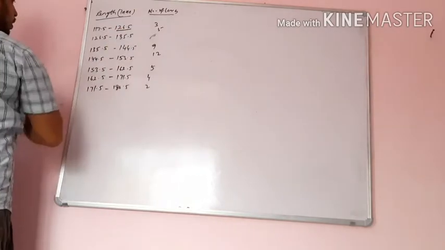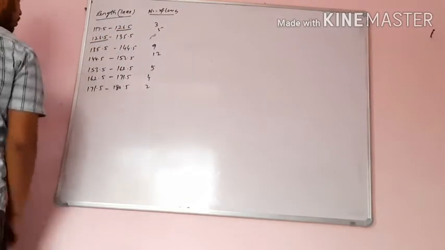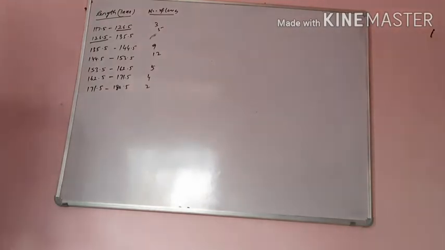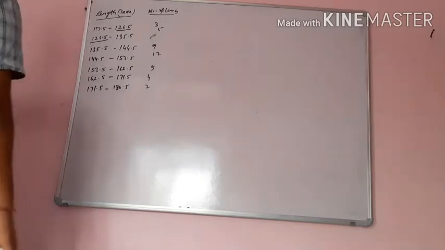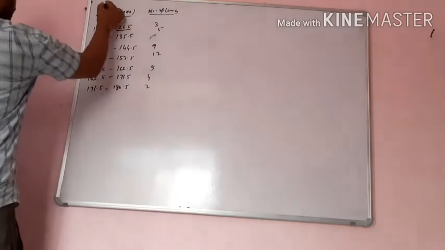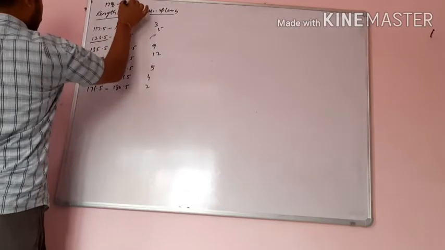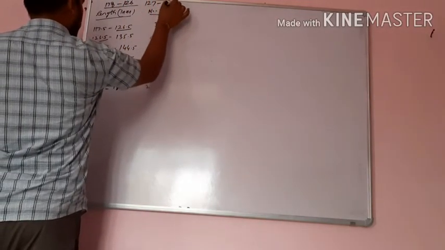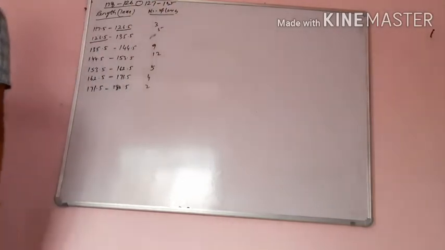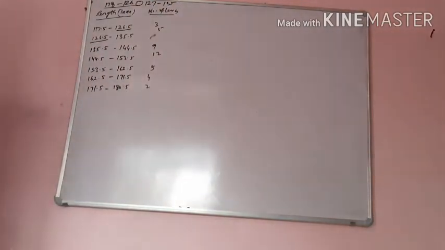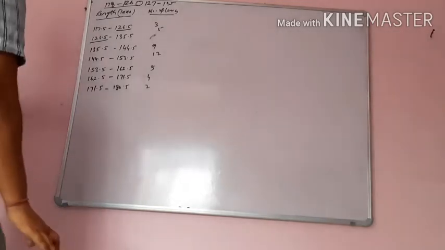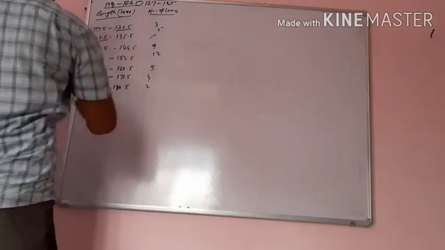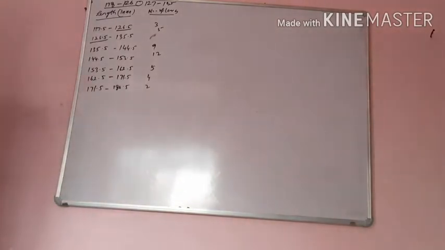Here the first ends at 126.5 and the next starts at 126.5, so data is not missing. But in the previous table, it was 118 to 126, then 127 to 135, so after 126 and before 127 the data was missing. So we are making it continuous, and in this data we are not missing any value. Now we will draw a histogram.